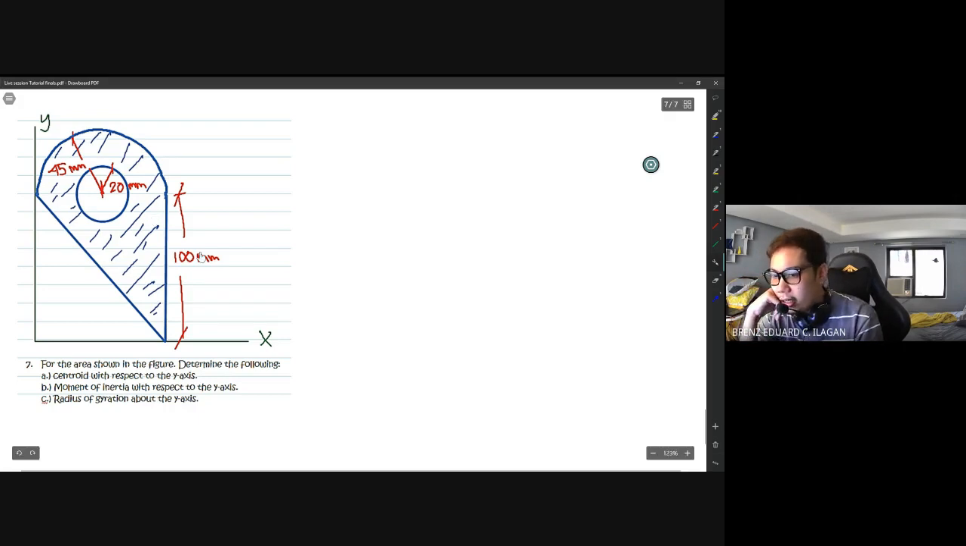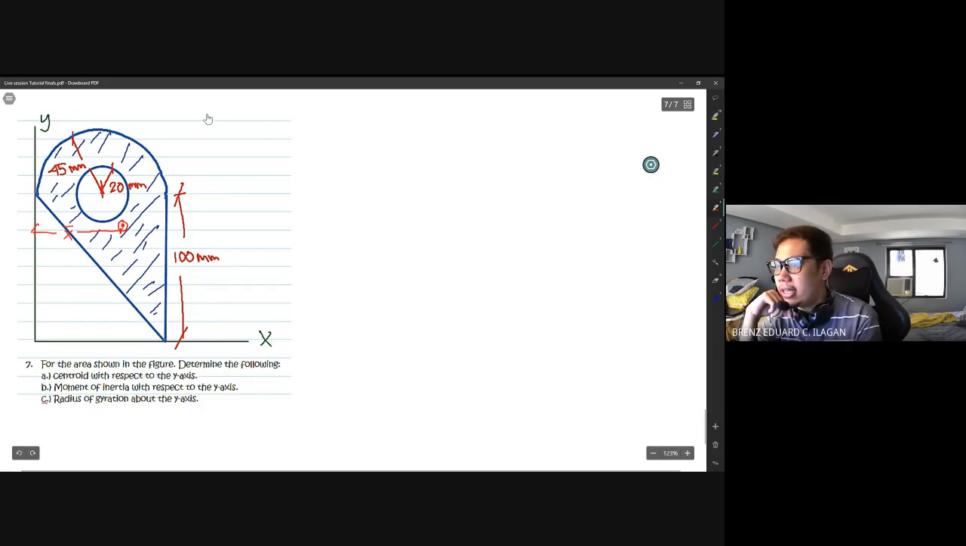So for letter A, centroid with respect to the y-axis. Ang pinapahanap dito is yung centroid, so ang pinapahanap nito ay yung kanyang x-bar. So saan kaya yung x-bar? Nag-a-assume lang naman tayo. So pagpalagay natin nandito, ayan. So hanapin natin yung distance na yan, yung x-bar na yan. Pero before we proceed with that, alamin muna natin yung total area kasi gagamitin natin siya sa pagkuha ng centroid ng composite figure na yan.